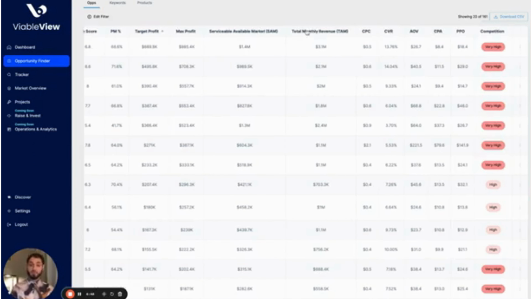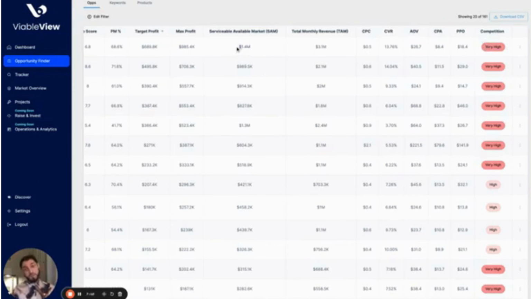Interesting. So those are a lot of the market's overall revenue numbers, right? And the profit margin percentage. Then we go into some of the industry-relevant data that we use to calculate that, which is the cost per click, the conversion rate, the average order value, which is the price it's being sold for, the cost per acquisition, how much it costs to acquire a customer via paid ads, and the profit per order on average, right? We can see here that the competition is very high.